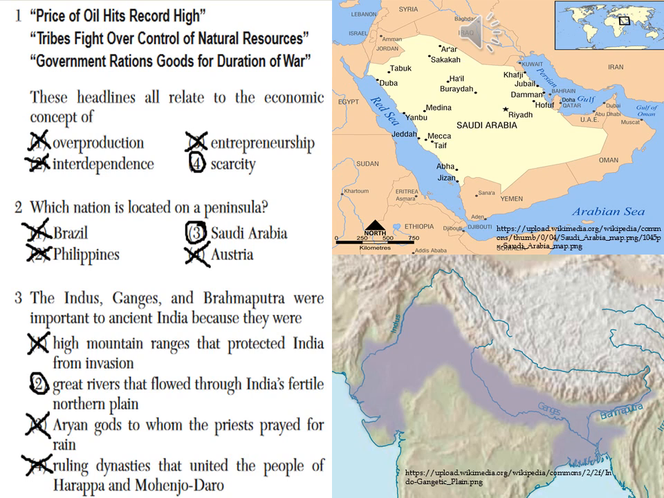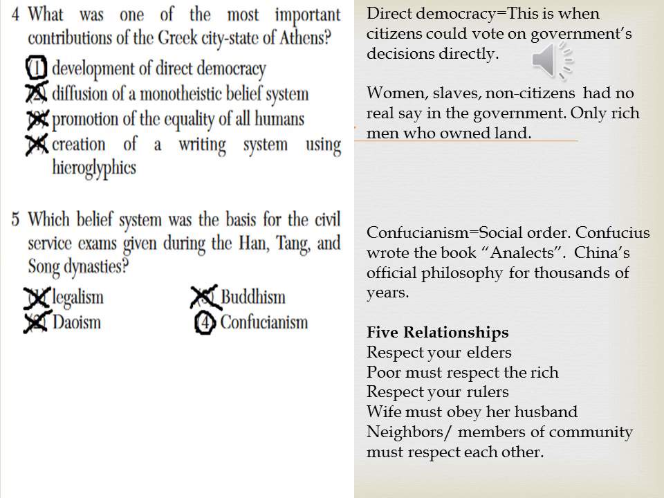So, let's continue. Question number 4. What was one of the most important contributions of the Greek city-state of Athens? When you think of Athens, right away, even before looking at the answers, you have to think about its contributions in arts, democracy, culture, architecture. So let's read the choices. Is it 1, development of direct democracy? Of course it is. But let's read the other choices just to be sure.